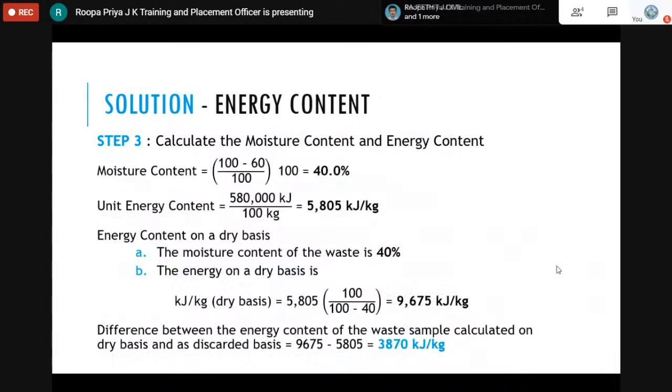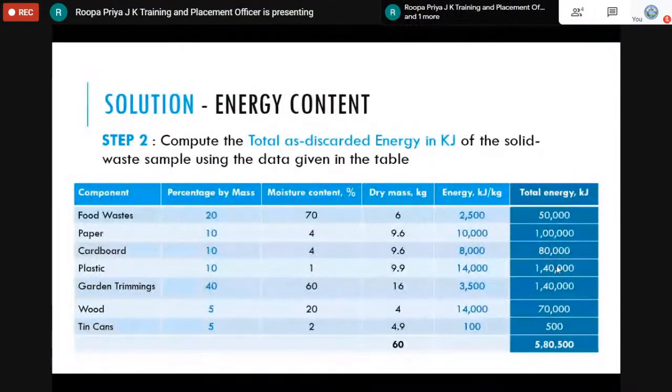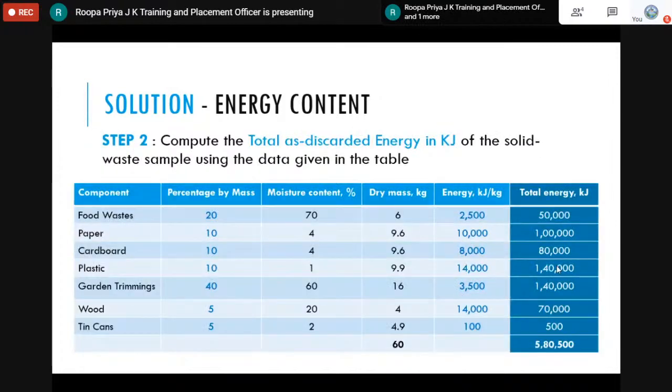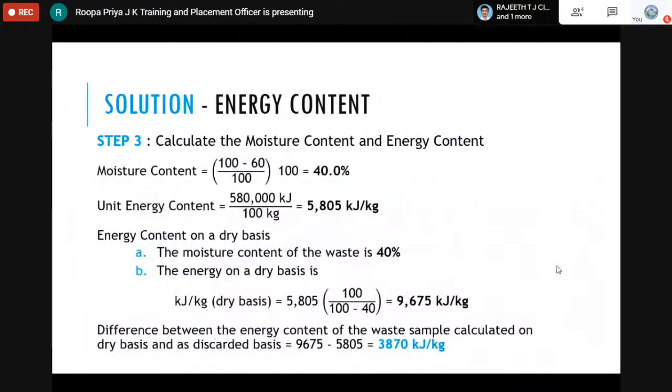So our last step is to calculate the moisture content and the energy content. We have the dry mass in kg as 60. So our moisture content will be equal to 100 minus 60 divided by 100 into 100, which is 40%. We have to also calculate the unit energy content, which is the total energy divided by 100 kg of the solid waste. So that gives you the energy content in kilojoule per kg.